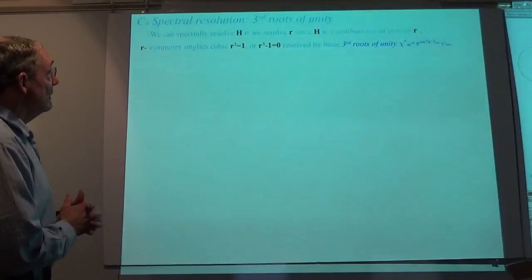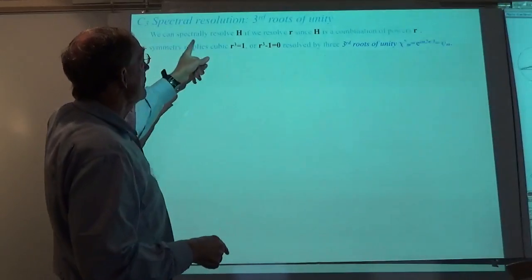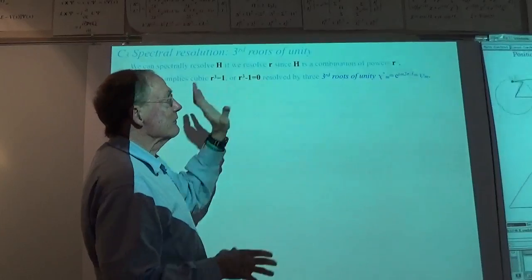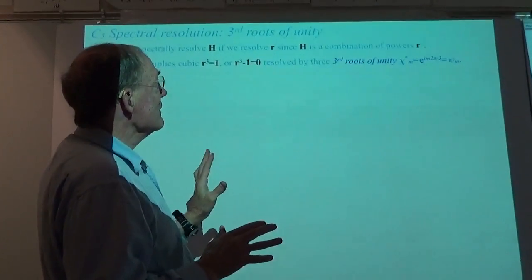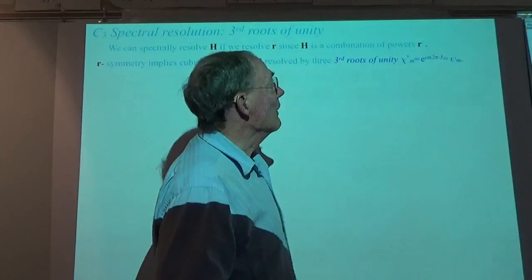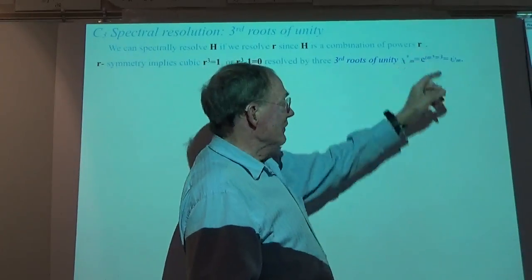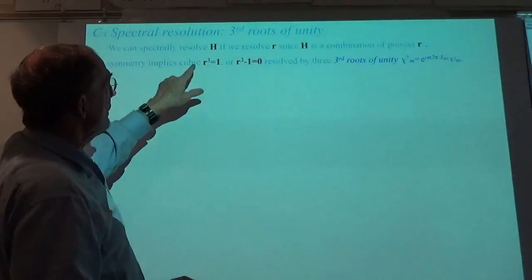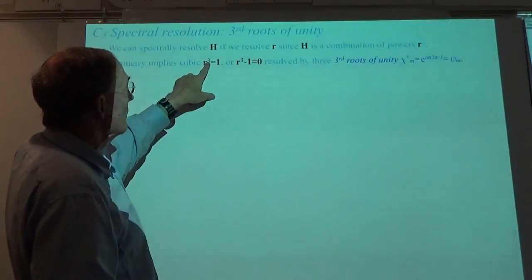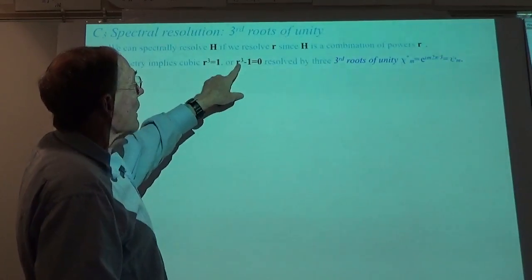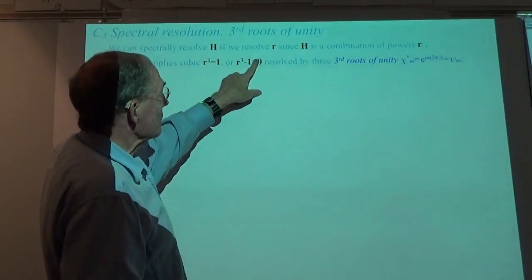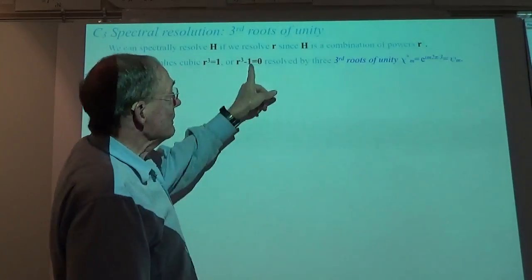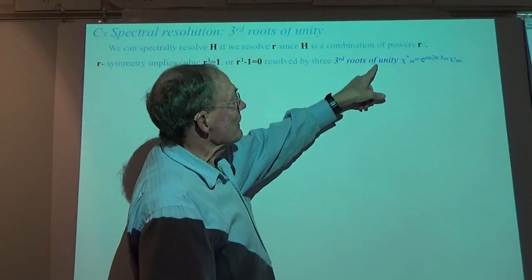Okay. Now, the idea is that we can spectrally resolve the Hamiltonian if we resolve R. Just do that one R, since H is a combination of powers of R, R to the pth power. So the R symmetry implies a cubic: R cubed equal 1, or R cubed minus 1 equals 0. I'm talking about operator stuff here, but I'm thinking matrices. And that's going to be resolved by 3 roots of unity.